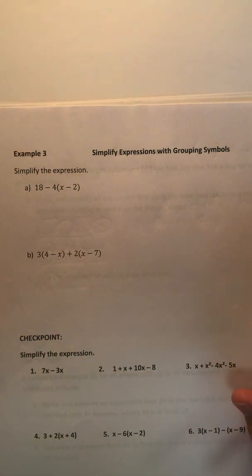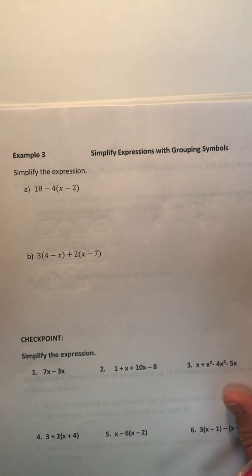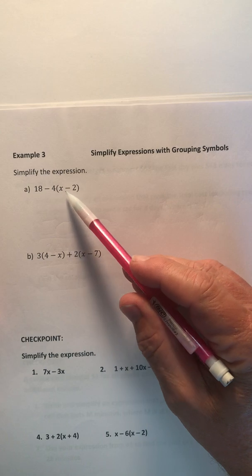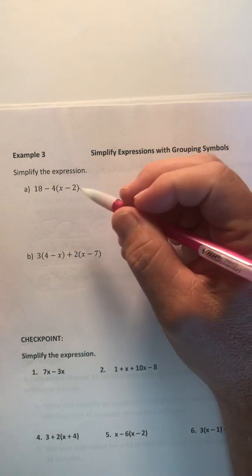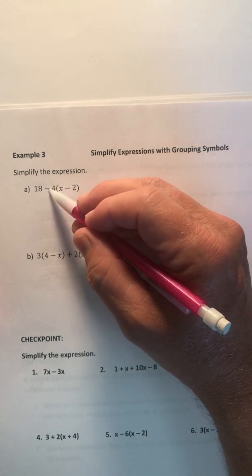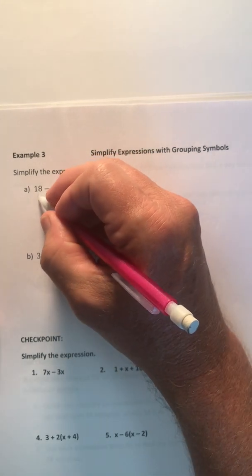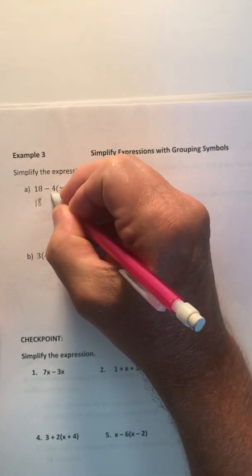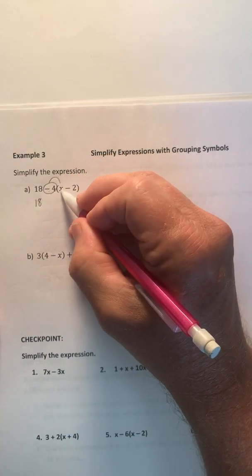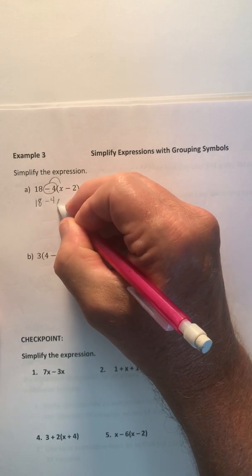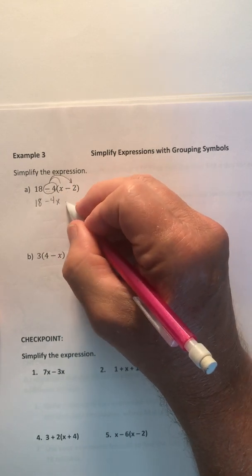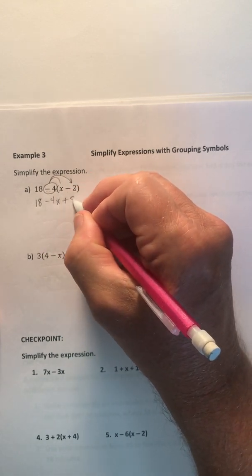All right, another way we can simplify them is to get rid of these grouping symbols, the parentheses. So to get rid of them, we would have to distribute. Now, be very careful when you're distributing. You have to distribute the number in front, but you also have to distribute the sign. So we would drop our 18 down. Don't do anything with that. But now we're going to take our negative 4 and distribute it. So negative 4 times x gives us negative 4x. And then we would do negative 4 times negative 2. Negative times negative is positive. 4 times 2 is 8.